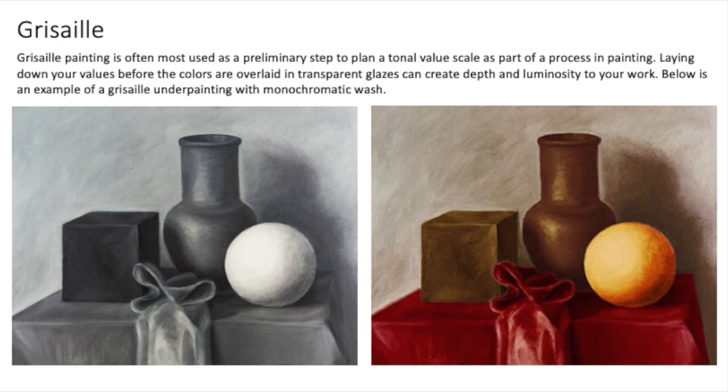Most drawing tools, such as pencil or Conte, automatically make a monochromatic image. However, painters have historically rendered figures or scenes in grisaille, which literally means gray. Grisaille painting historically is most often used as a preliminary step to plan a tonal value scale. It's part of a process called underpainting. Laying down your values before your colors are overlaid in transparent glazes can create depth and luminosity in your work.